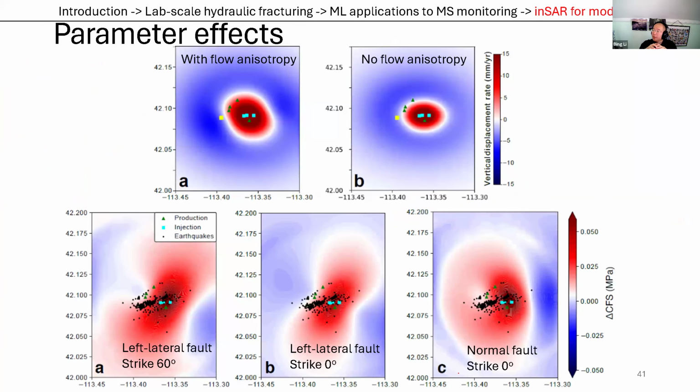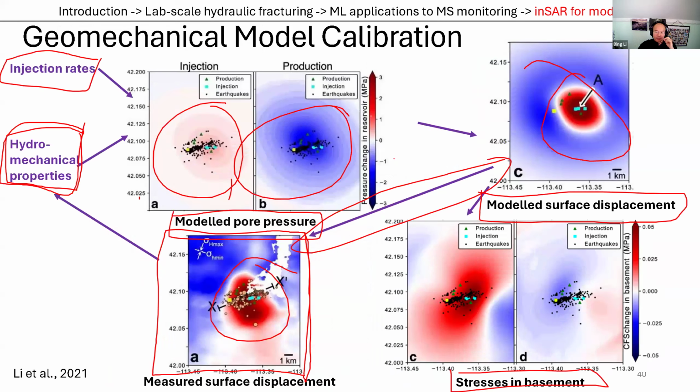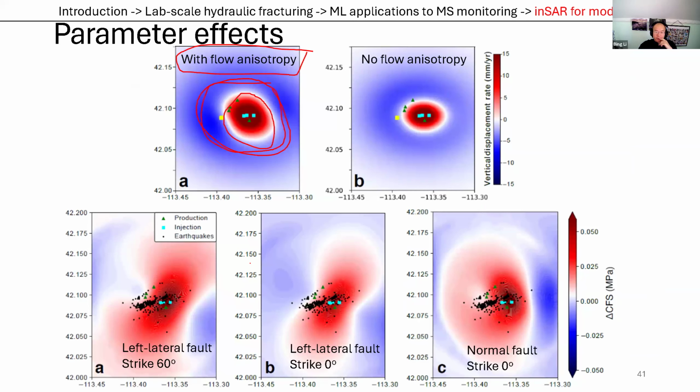I just want to talk very briefly, I think I'm close to time anyway, that it turned out flow anisotropy is very important for this site that we're looking at. It was only with the incorporation of anisotropic permeability that we're able to get this elongated bulb of surface deformation that matches well with this elongated bulb of uplift that we see in the InSAR data.